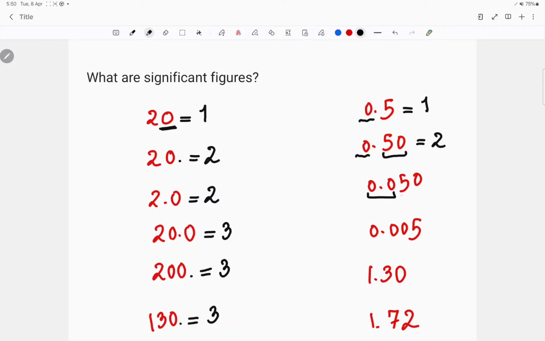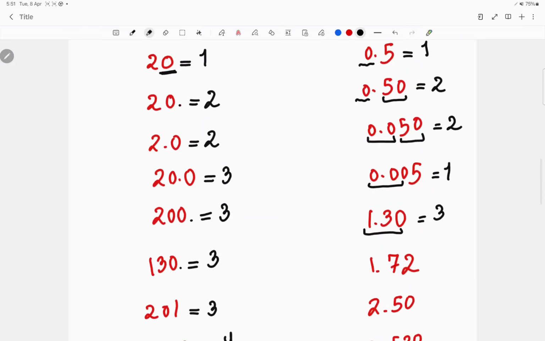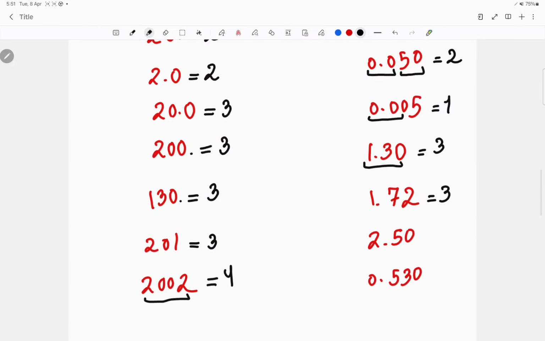Zeros on the left don't count, but the 0 on the right counts. 2 sig figs. The zeros on the left don't count. 1 sig fig. The 0 on the right counts in a decimal number, so 3 sig figs. 3 sig figs. The 0 on the right of a decimal number counts, 3 sig figs. The 0 on the left does not count, but the 0 on the right counts. And that's about it.